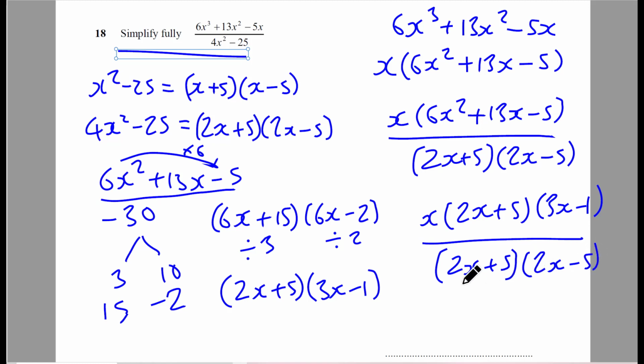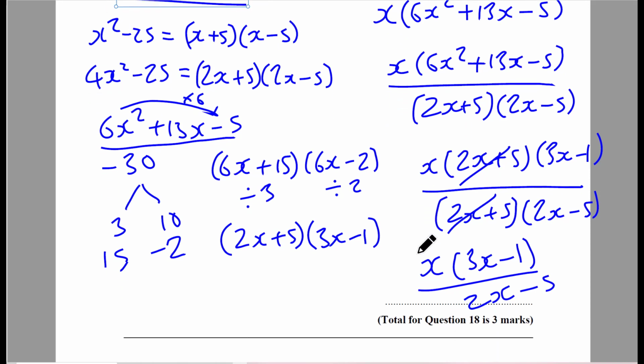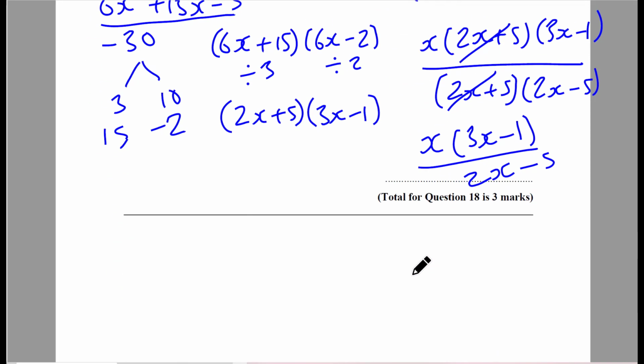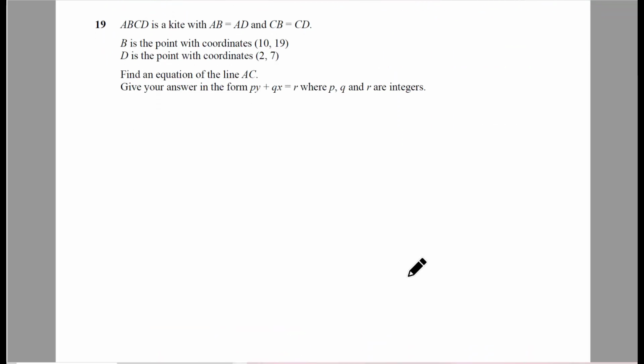Do use the MathsWatch method. You might find that easier for you. This is just how I do it because I find it easier. Now we know we can cancel this out, so the final answer is x, 3x minus 1 over 2x minus 5. Question 18 done. You can at least get some method marks on that, even if that throws you off.